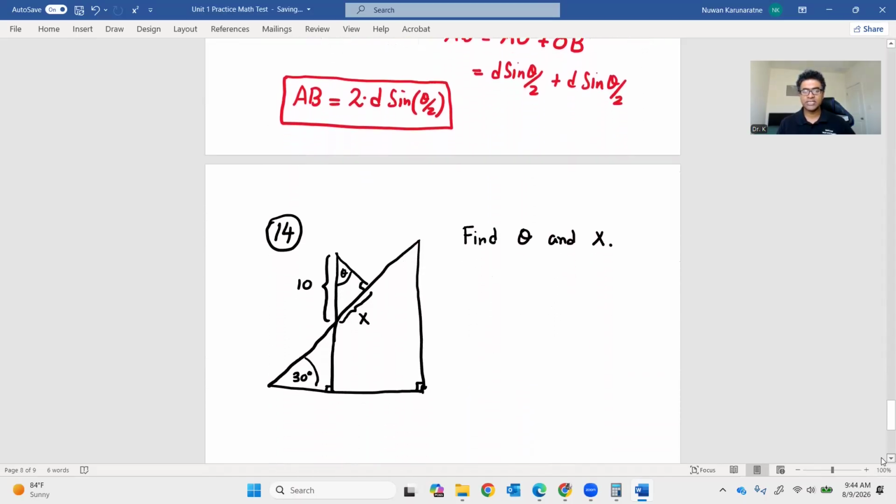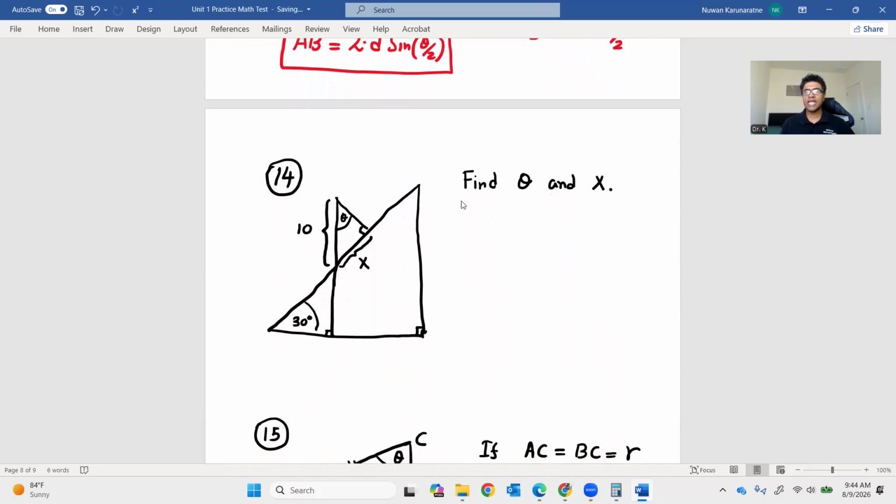Okay, number 14. Again, find theta and then x. You are given the distance x. So that's the side of a right angle triangle. So theta, that's theta, and x is like the opposite, right? You have to identify: do I know the hypotenuse? Do I know the opposite side? Do I know the adjacent side? So 10 is the hypotenuse, and x is the opposite. But first, let's find out what is theta.